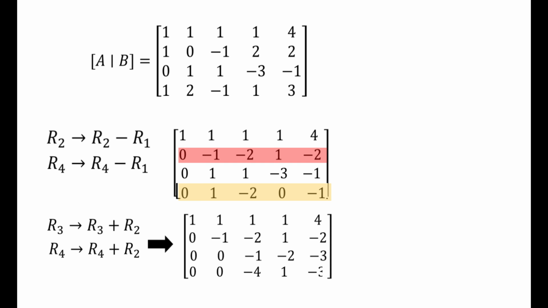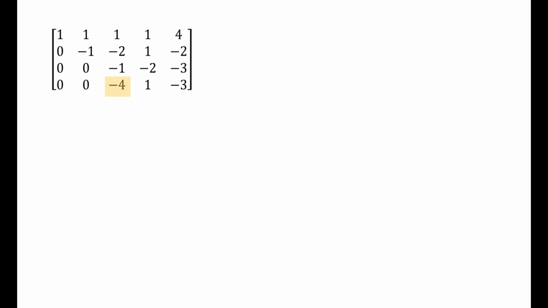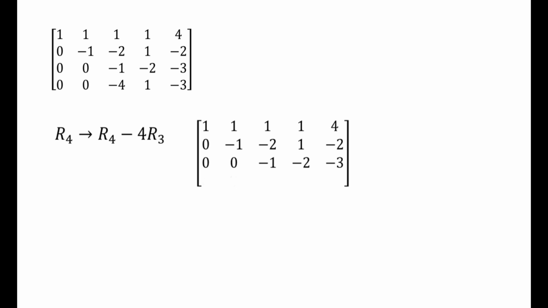Finally, making this element 0 using R3, the operation will be changing R4 as R4 minus 4R3. After writing the first three rows as they are, for the fourth row we get 0 minus 0, 0 minus 0, minus 4 plus 4, 1 plus 8, minus 3 plus 12. All the elements below the diagonal are zeros, so the matrix is now in its echelon form.